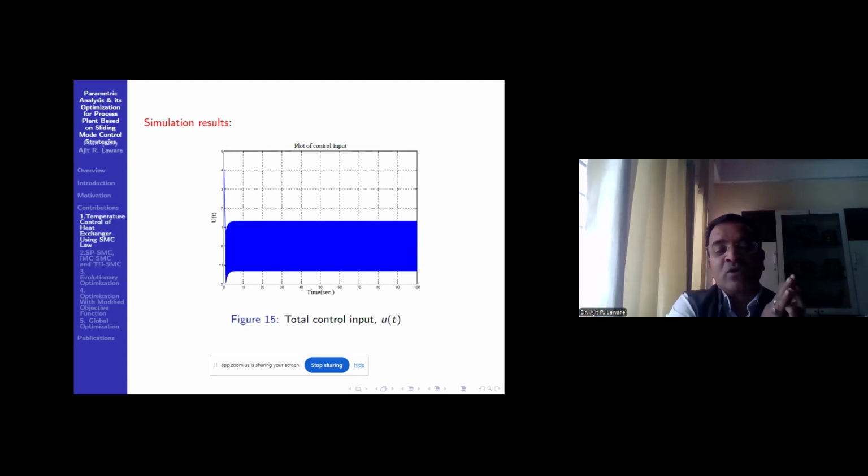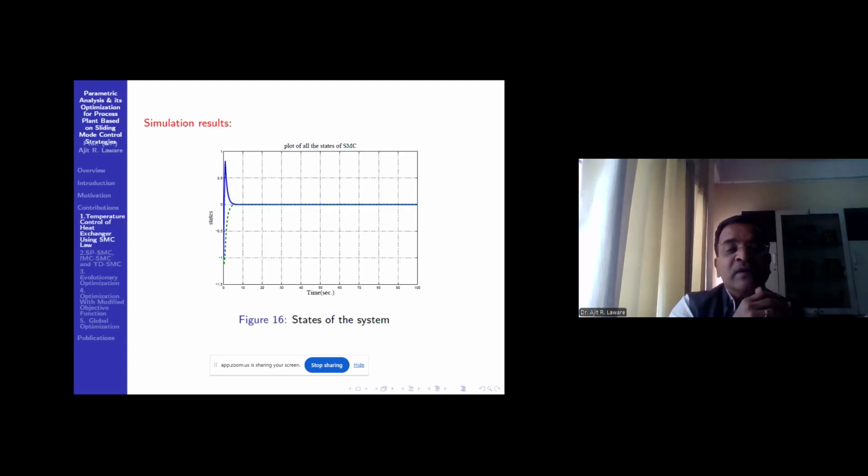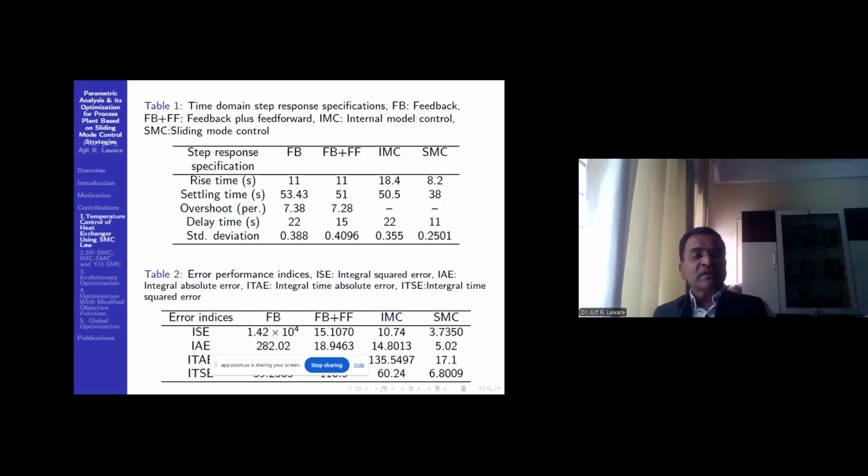And the total control input u(t) shows the chattering here. This is the states of SMC. Then here the time domain characteristics such as rise time, settling time, overshoot, delay time, and the standard deviations are compared for these 4 strategies. And if you observe the last column values, then SMC outperforms the feedback plus feedforward and IMC scheme.